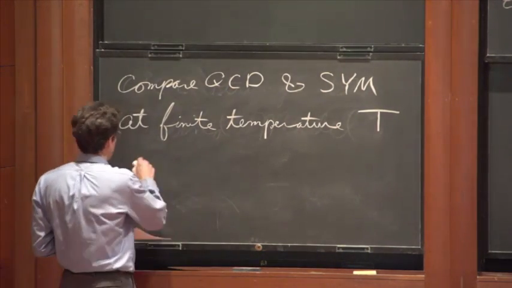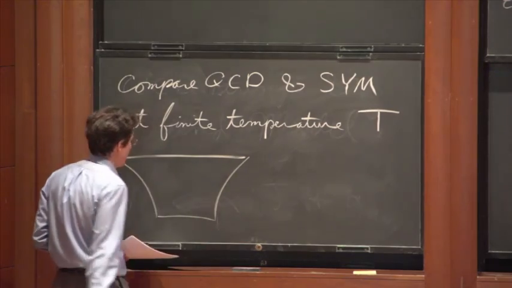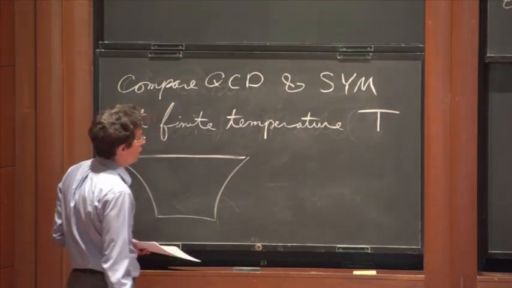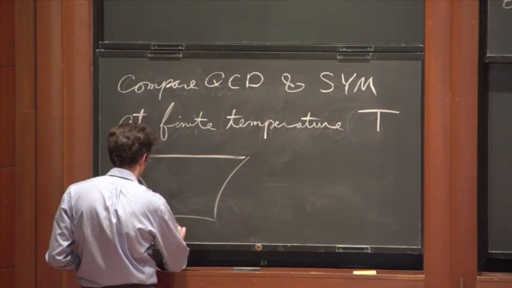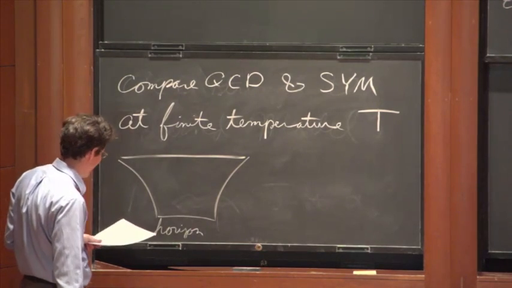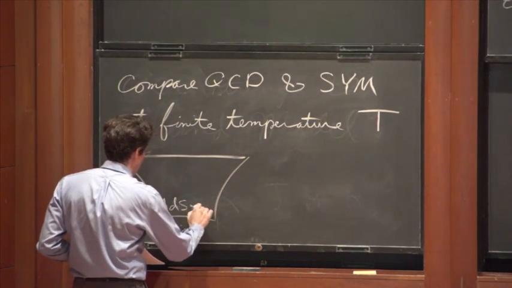Let me advocate the following. First of all, at finite temperature, you've got to have a black hole in AdS. So instead of just ordinary AdS, you have AdS Schwarzschild.